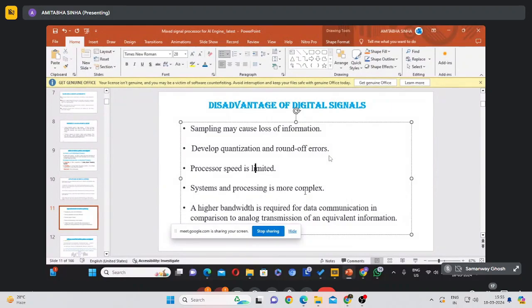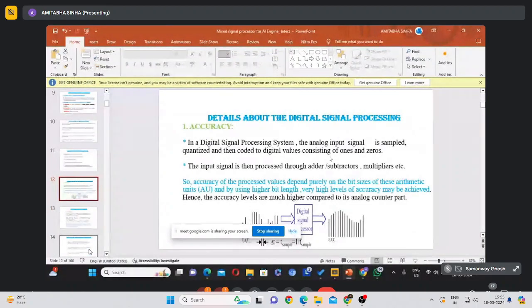Systems and processings are more complex in digital compared to analog. A higher bandwidth is required for data communications in comparison to analog transmissions of an equivalent information. It's true. Because here bits, say 16 bit of information, that means 16 pulses will be required. So the bandwidth requirement for communications will be higher, which is not true for analog. And details about the digital signal processing, I've already discussed, this accuracy level.